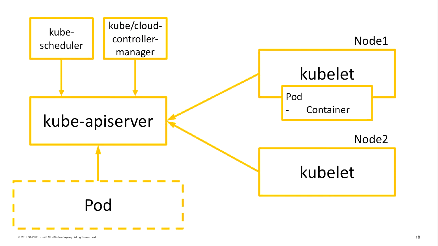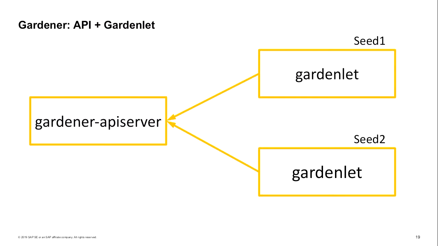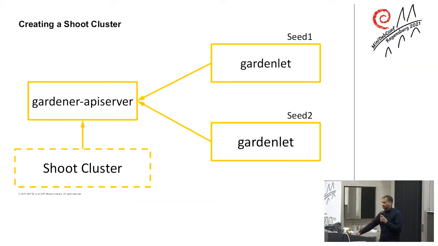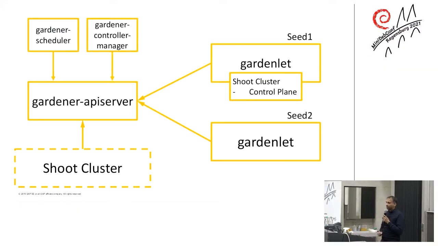The architecture for Gardener is exactly the same. So if you learned Kubernetes, you have learned Gardener. So we have a Gardener API server and a Gardenlet that is basically managing the seed. And if you ask for a cluster, there's actually a garden scheduler and a controller manager that schedules your cluster onto an available seed. And that's the end. Thank you.